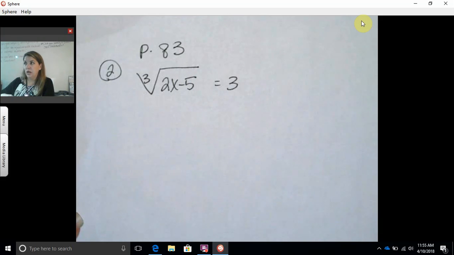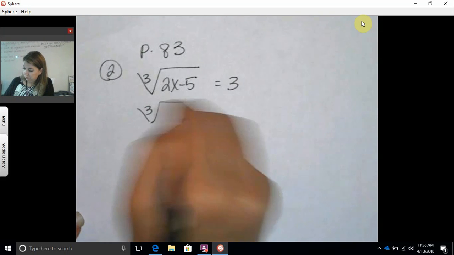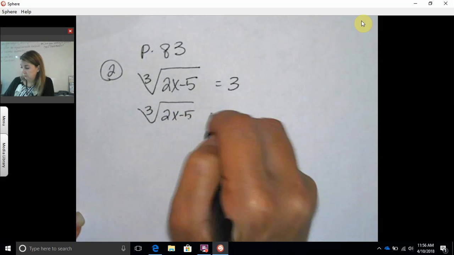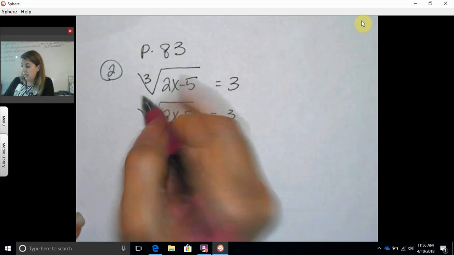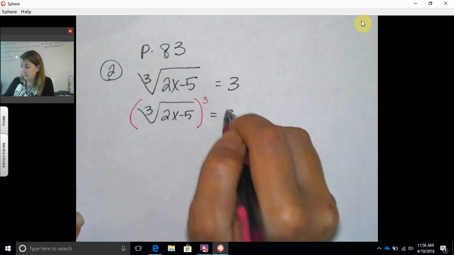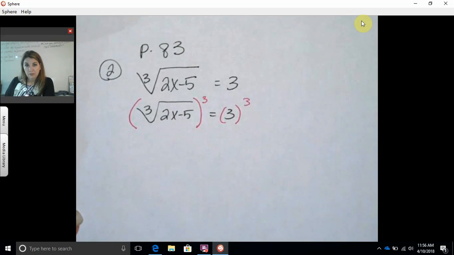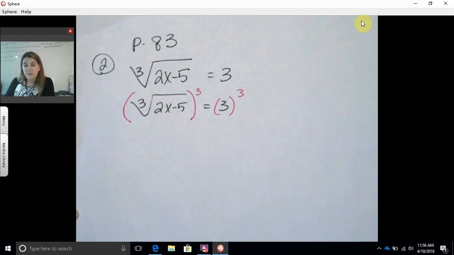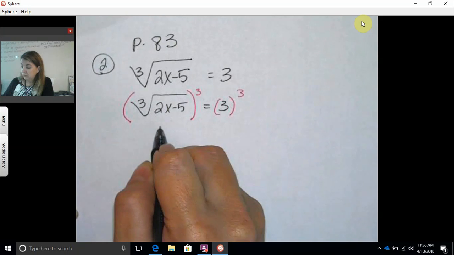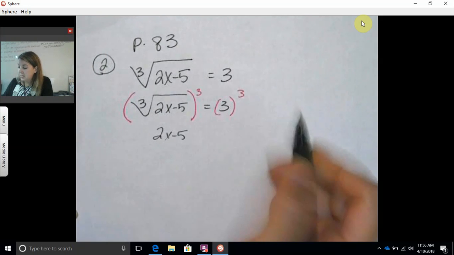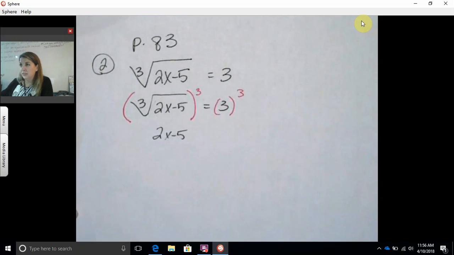The opposite of taking the square root is squaring. What's the opposite of taking the cubed root? Cubing. So I will cube both sides of the equation. What do you think the cubed root of 2x minus 5 quantity raised to the 3rd power is? Just 2x minus 5, because that means I have 2x minus 5 3 times. So if I just need one of them, it's just 2x minus 5.